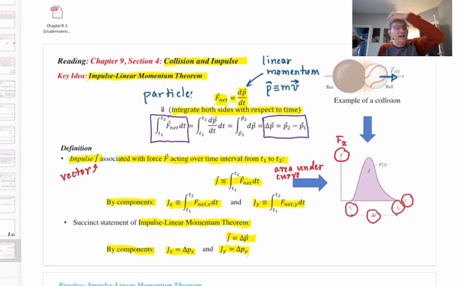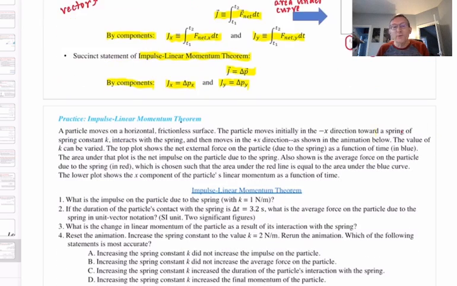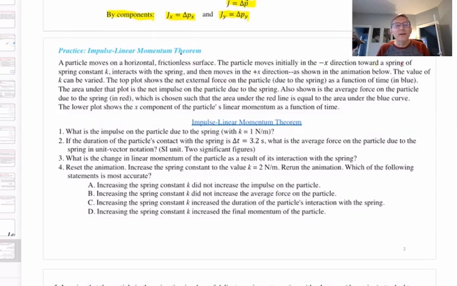So let's just get right into practice using the impulse linear momentum theorem. I'm going to basically do an interactive exercise with you here. That's what this practice is on the impulse linear momentum theorem. We're going to be going back and forth between some questions here and a Wiley Plus simulation. First, let me describe what's going to be going on in this simulation.